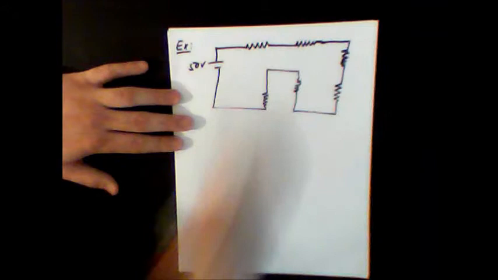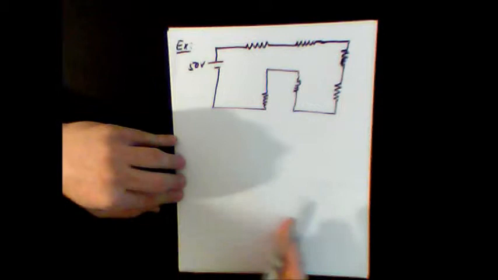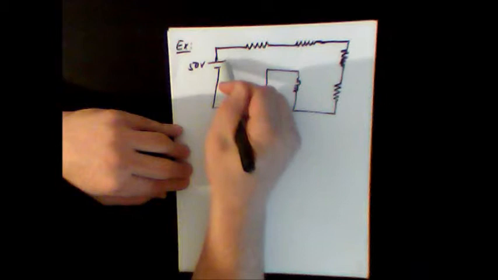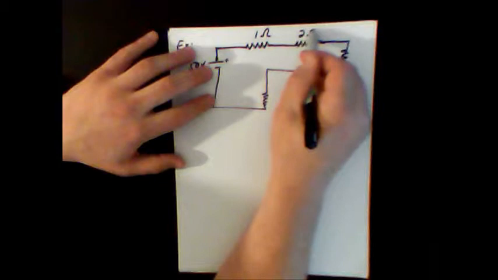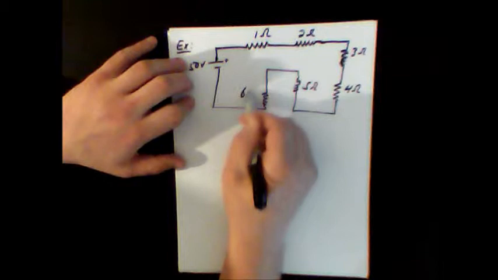And if you look at these resistors, they might look very confusing because they're going in all kinds of different directions. But really, that's not the case. If you start here at the positive terminal and try to move to the negative terminal of the battery, you have to go through literally every single resistor in between. So let's say, for the sake of argument, 1 ohm, 2 ohm, 3 ohm, 4 ohm, 5 ohm, and 6 ohm.